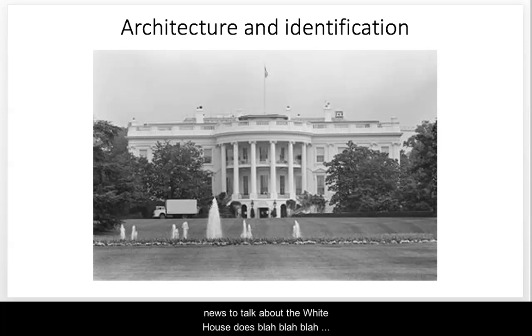So if you hear in the news, they'll talk about the White House does blah, blah, blah. Does the White House do anything? Does the actual house do anything? No. They're saying the people who dwell, the person who dwells, the president, is referred to by the metonym, the symbol, the language of the White House. So identification in architecture, very, very important use and value.